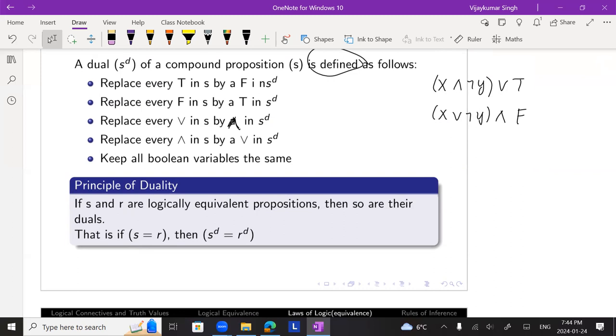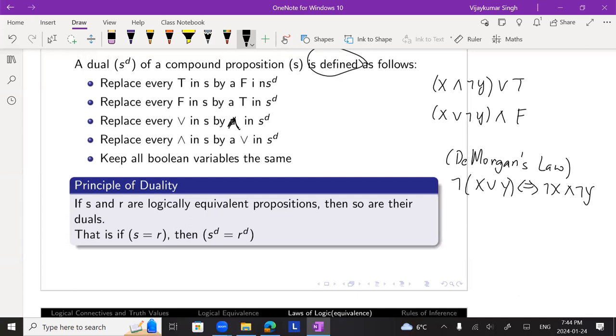Let's take an example. We have negative (X or Y). We know what that is equal to: negative X and negative Y. This is called De Morgan's law, again named after somebody. So these two statements are equivalent.